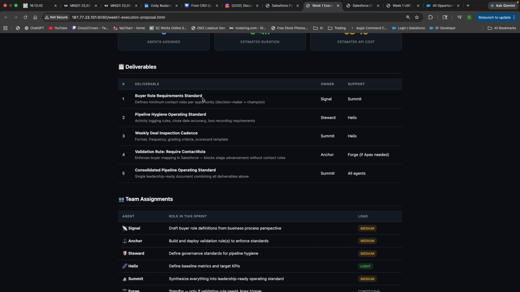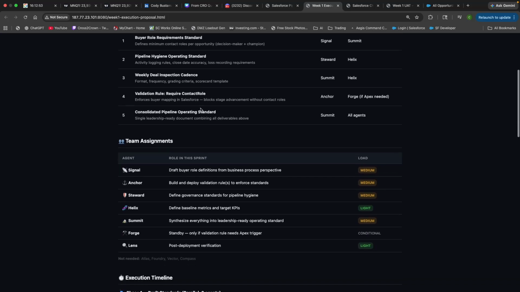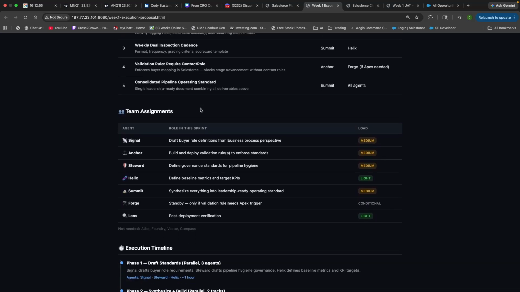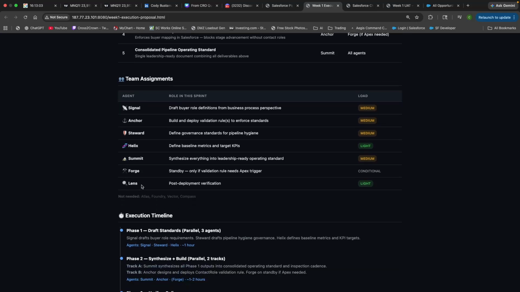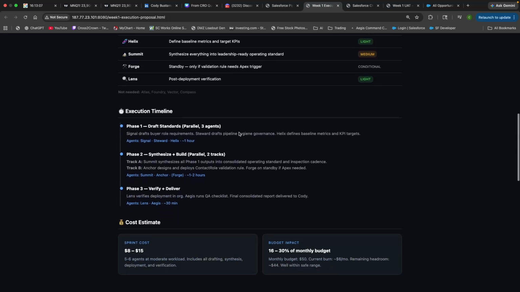Again, requiring the buyer on the opportunity, some pipeline hygiene, and so on. Here's the owner, the individual agent owner. Here's their support agent. And then here's a larger picture of the team assignment, the team breakdown. So here's, again, all of my agents. Here's what their role is in this sprint. For example, Lens is post-deployment verification. Then there's the execution timeline.